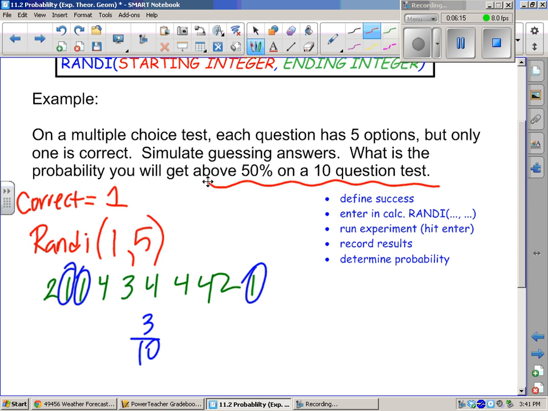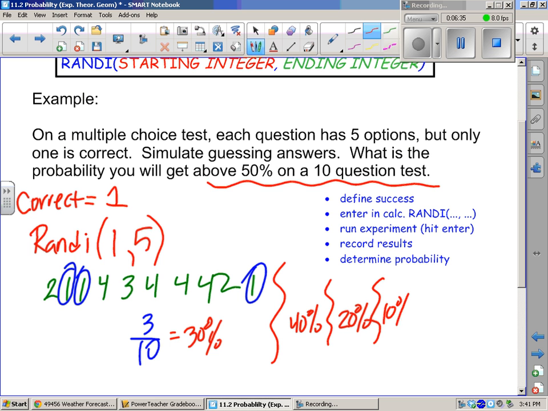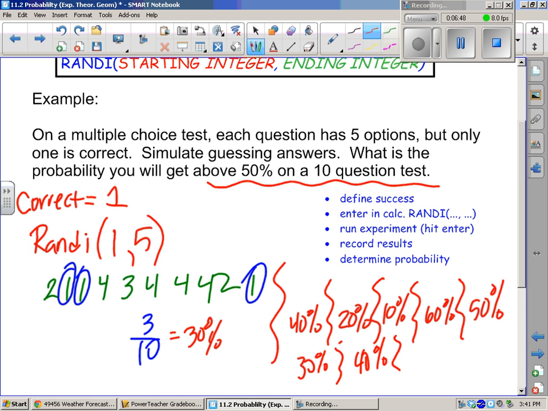So let's pretend that we did this 10 times total. So our first one was 30%. So let's put down some other percentages. Let's pretend we got a 40, 20. So you're telling me I'd have to actually run this? Right, we have to do this 9 more times. Okay. 10, 60, 50, 30, 40, 70. Ooh, good guessing on that one. And 10.